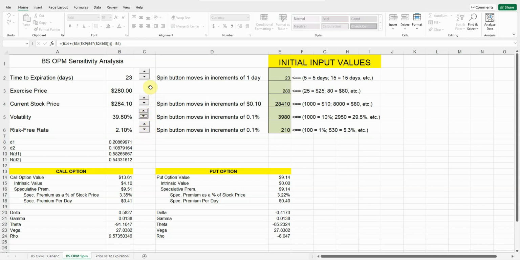So you can play around using these spin buttons to see what's going to happen to the call option and put option by changing the inputs. Note, we don't change the exercise price because once you've bought the call option, you're not going to see a change in that exercise price.